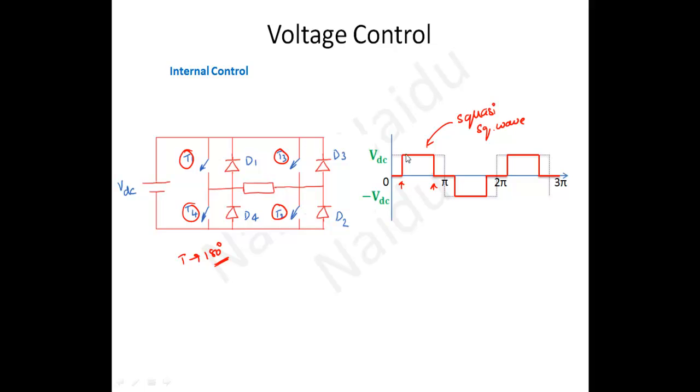To get the quasi-square wave, we are not changing the input voltage. In fact, we are getting the output voltage like this by operating or controlling the switches. That's why it is called internal control. We are not using any external converters. So this width will be, assume D, the pulse width.